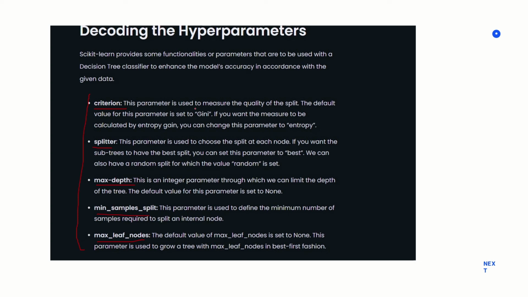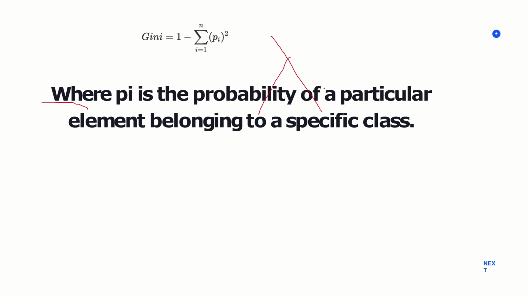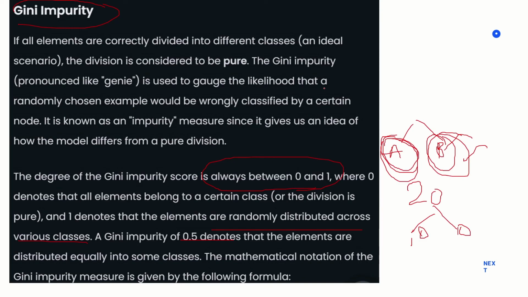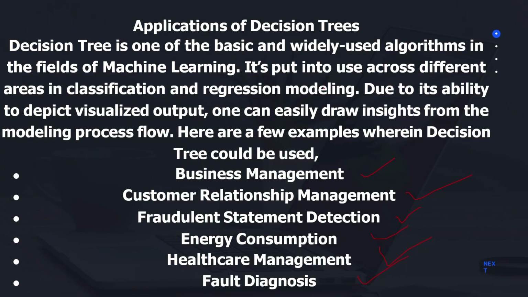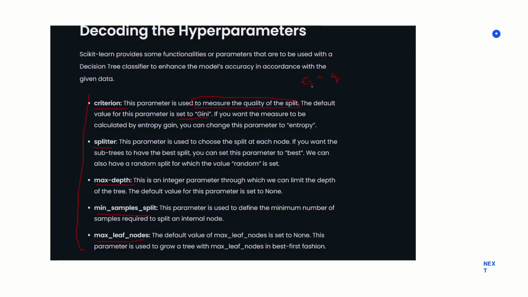So what is criterion? This parameter is used to measure the quality of the split. So criterion is nothing but it measures how good we have split the dataset into different categories. The default value of this parameter is set to Gini. So if criterion, say I'm denoting it by C, is Gini, it is the default parameter, and Gini, as we have seen in the previous slide, calculates the purity of the dataset in our splitting. So this is the default value of the criterion.